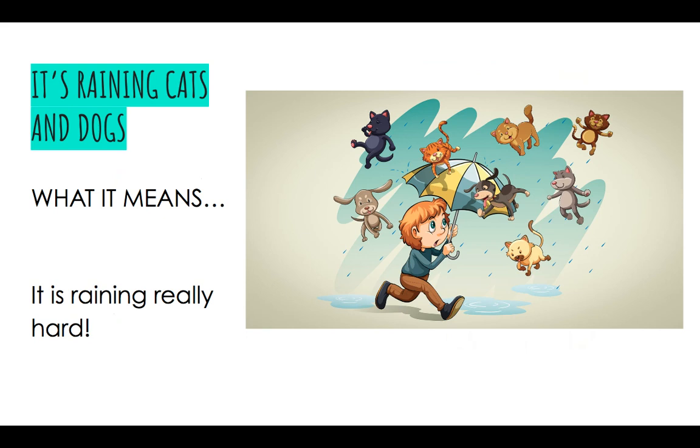Another one that you might be familiar with is, it's raining cats and dogs. Now, do I mean that you went outside and there are cats and dogs falling from the sky? No, that would be crazy too. What "it's raining cats and dogs" really means is that it's raining really hard outside.